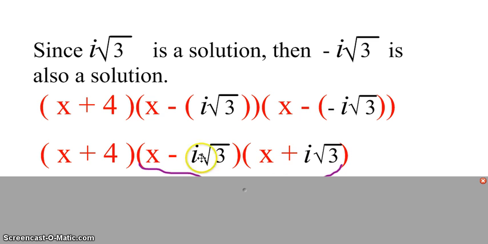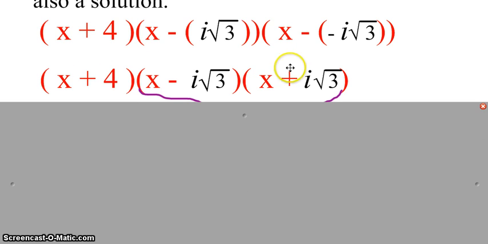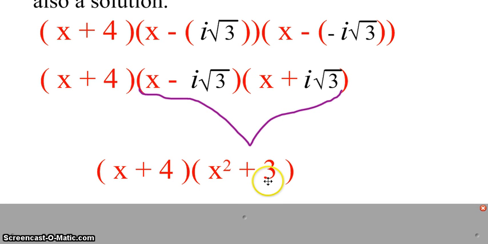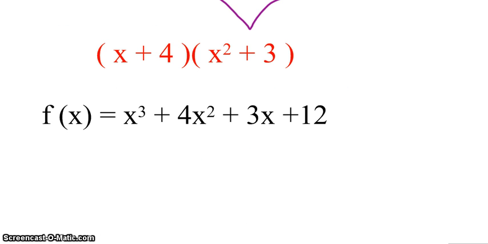Again, multiply the conjugate pairs because their middle term will cancel. When I FOIL these two, I get x squared plus 3. When you FOIL this out, you get your polynomial function of x cubed plus 4x squared plus 3x plus 12. That's your function, and that's your answer given those solutions.